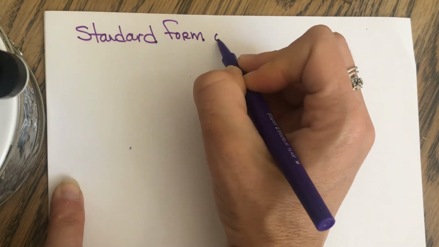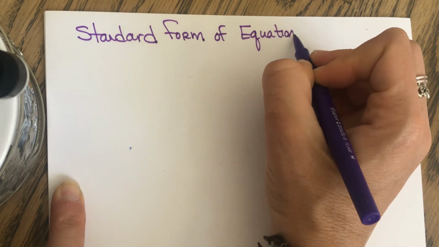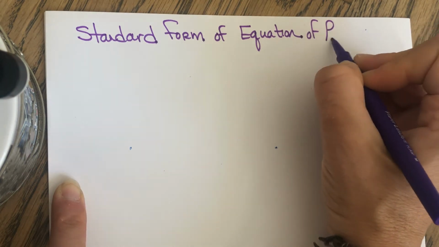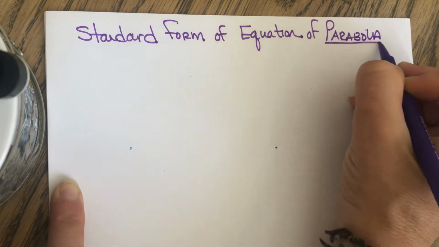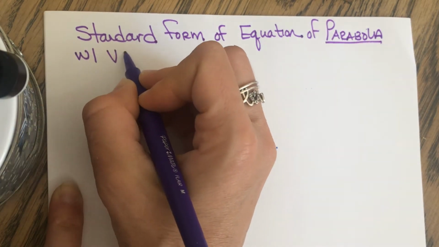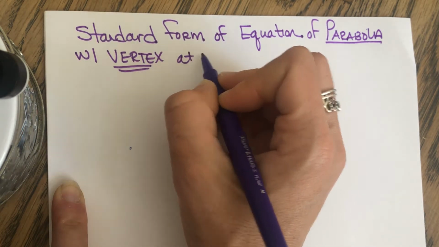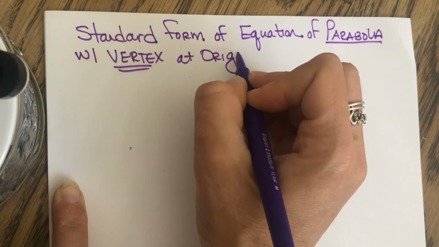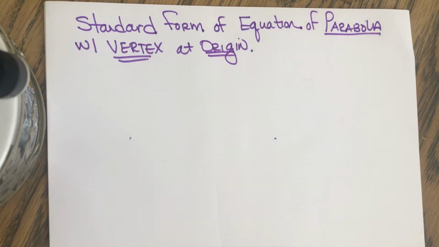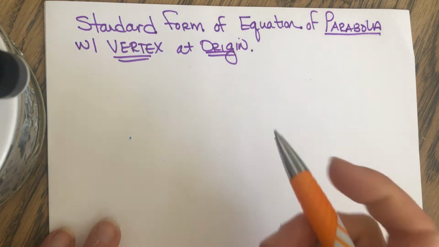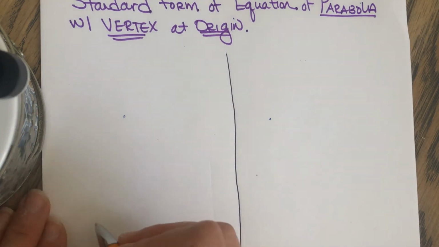Standard form of the equation of a parabola. Today we're going to do with the vertex at the origin, just for today. Okay, so I told you again there's 4 scenarios. Obviously the parabolas can go up, down, left, and right, so I want to talk about all 4 of them and what the different values mean.